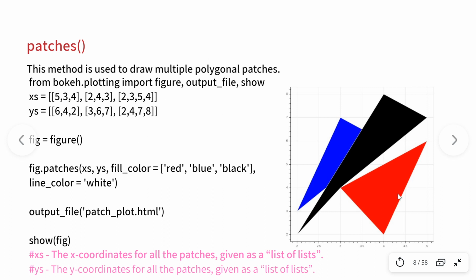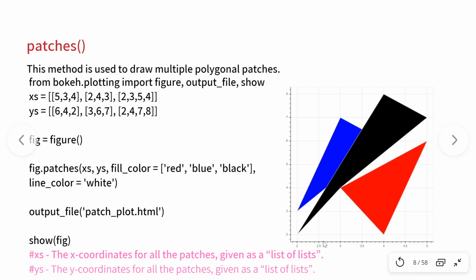So there are three patches, and you want them to be colored differently. In the fill_color argument, or the parameter, you have to specify that. So red will be for the first one, then blue, and then black. Okay, so this is first: 5, 6, 5x, 6y. So this becomes my first point. Similarly, 3, 4, 4, 2. So this will give you a triangle red color patch, and so on with the remaining two.